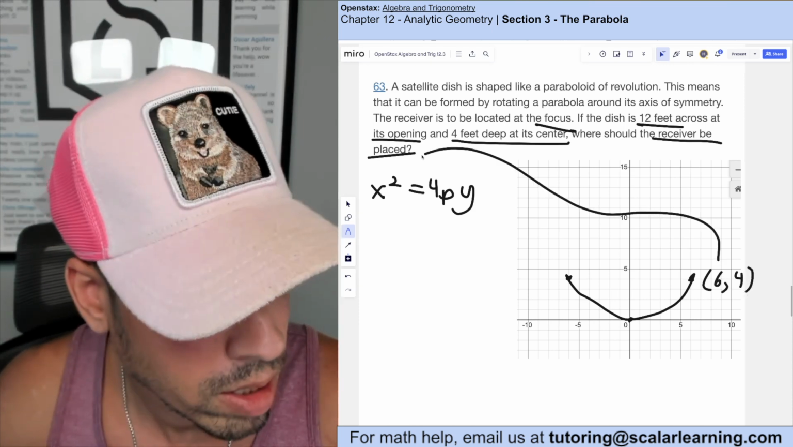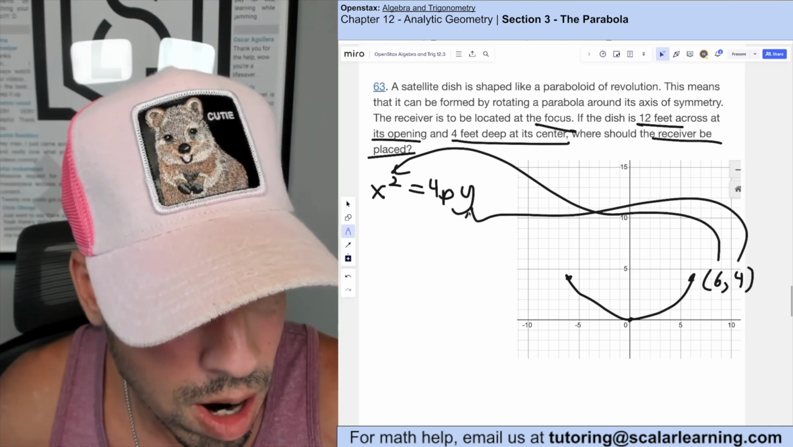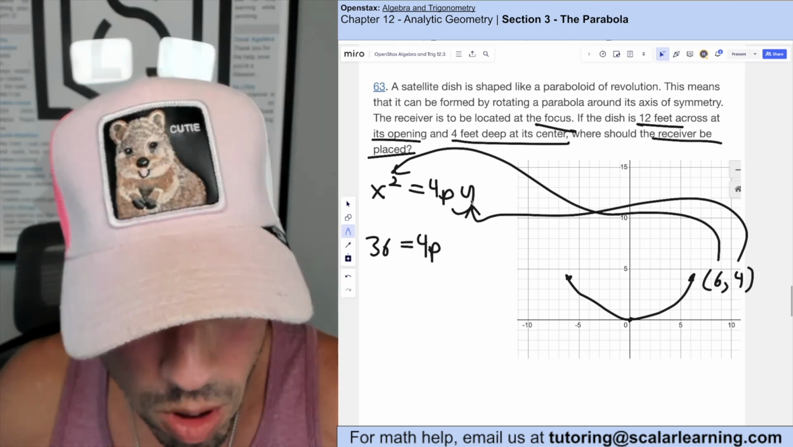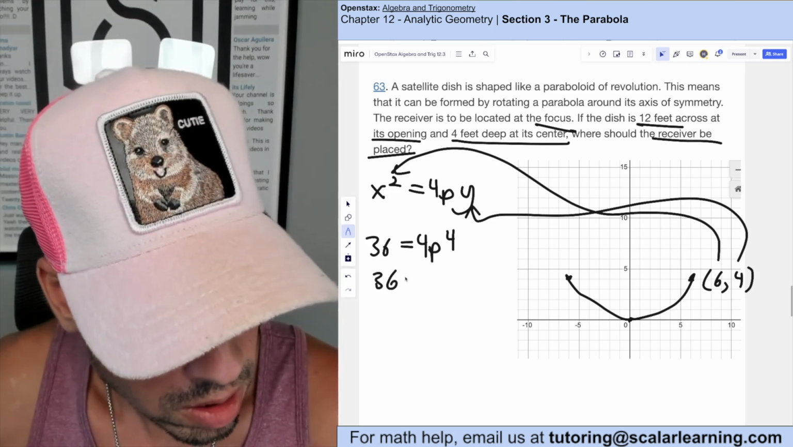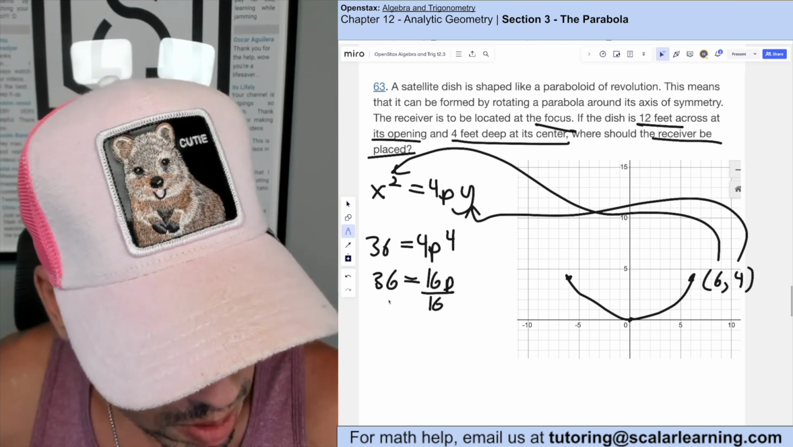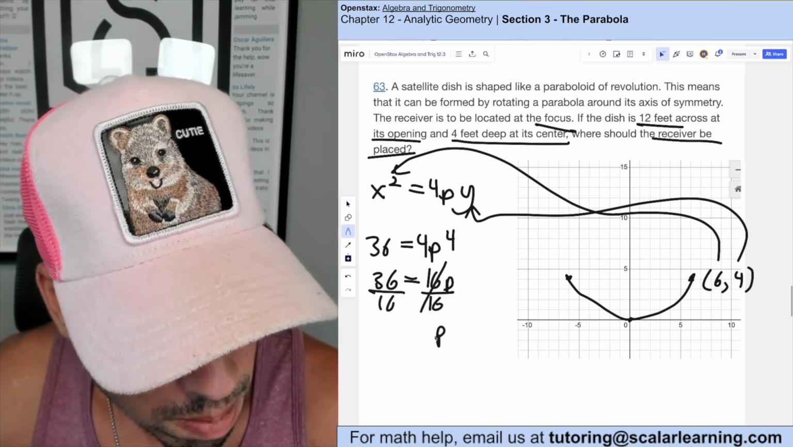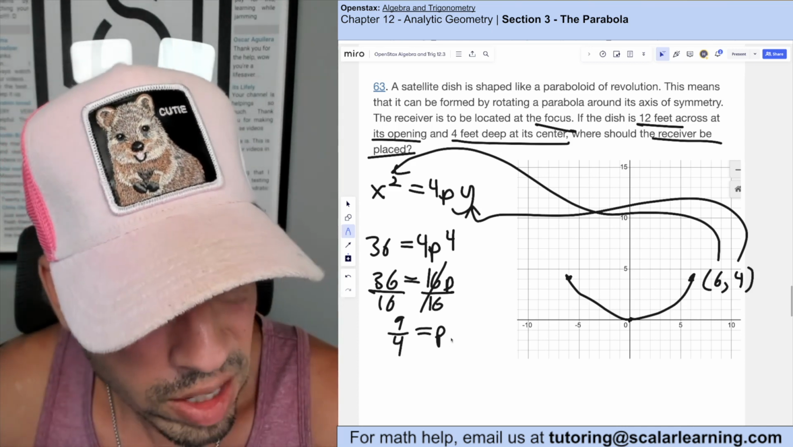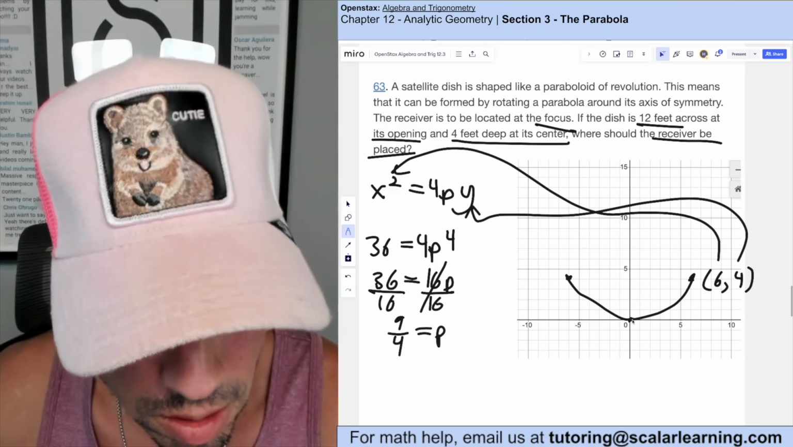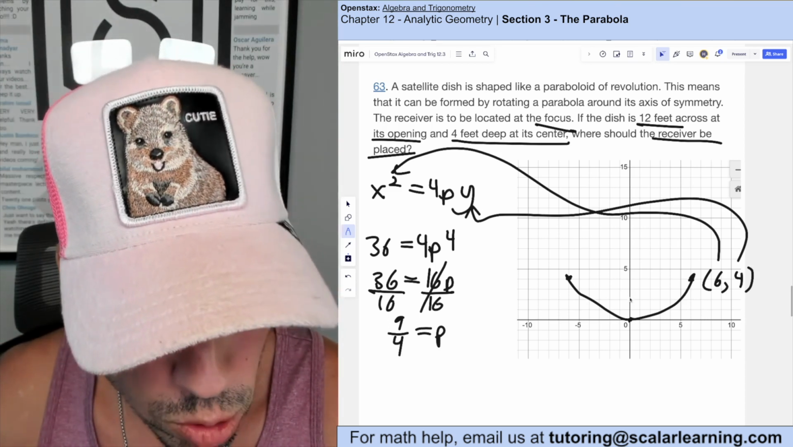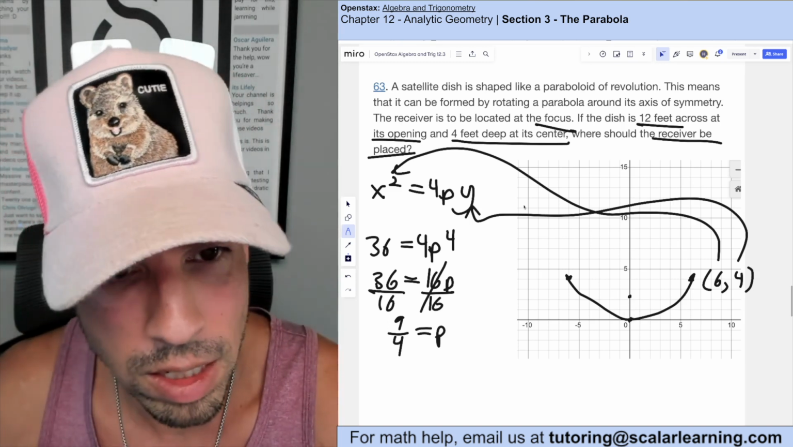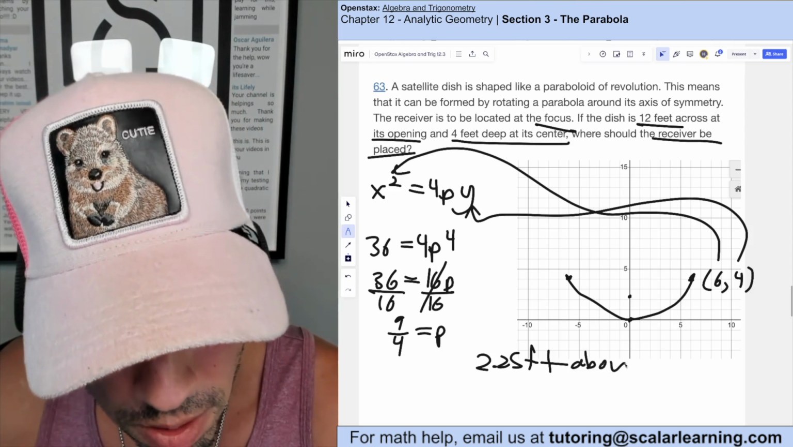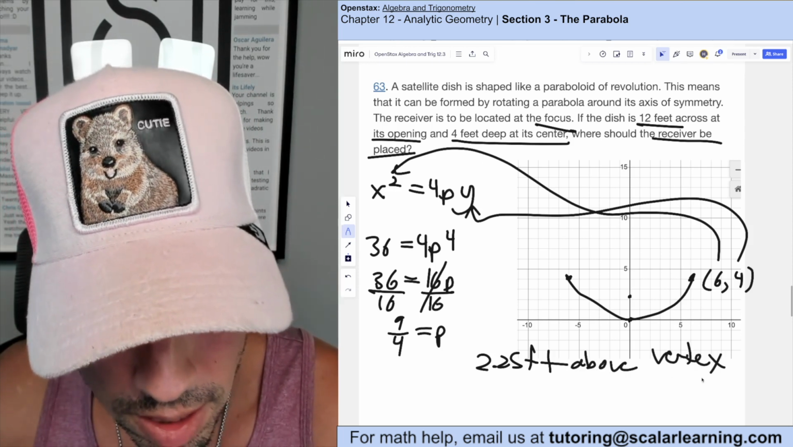Well, guess what? Plug in 6 for x, plug in 4 for y, and I can solve for p. 36 equals 4 times p, and then y is 4. And that's 36 equals 16p. Divide both sides by 16. Boom, boom. And we've got p equals, let's see, divide top and bottom by 4. That is 9/4. Okay, so my p-value is 9/4, which means we would go up by 9/4, which is 2.25 in decimal format. So we would say 2.25 feet above that vertex. And that is how you do it.